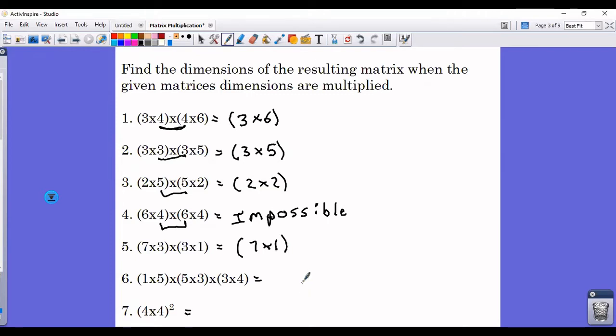What about number 6? Who's got that one? I don't know if this is right, but would it be a 1 by 4? That is exactly right. The 1 by 5 and the 5 by 3 would make a 1 by 3. Multiply that with a 3 by 4, you would end up with a 1 by 4. Now, in matrices, there are two properties that you should know: the commutative property and the associative property.